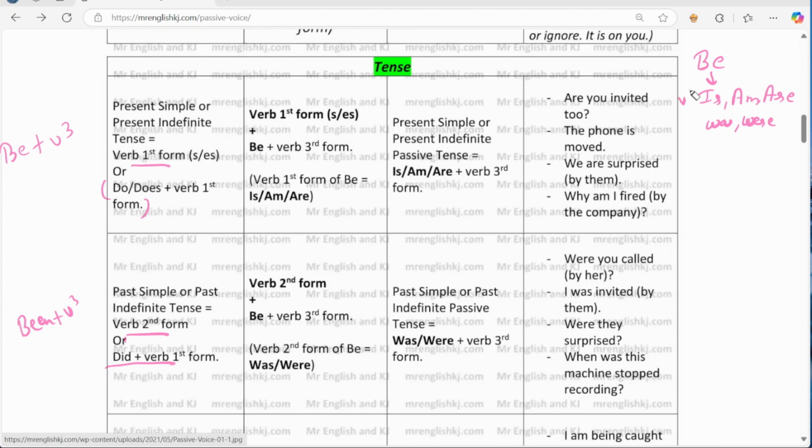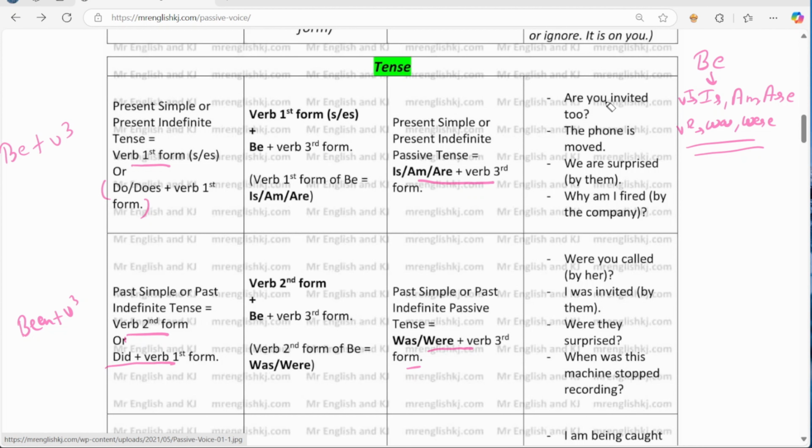So, when there is verb first form, it is is, am, are. When there is verb second form, it is was, were, okay? And that's why here, only here, in present simple we use is, am, are plus verb third form. In past simple we use was, were plus verb third form. These are the exceptions. Grammatically, how it came to be like this, I explained to you. But if you don't get it, no problem. You just need to cram these two, okay? Rest of it are the same. You just need to add be plus third form. Here, if you don't understand, you just cram it. If you understood, that is good.